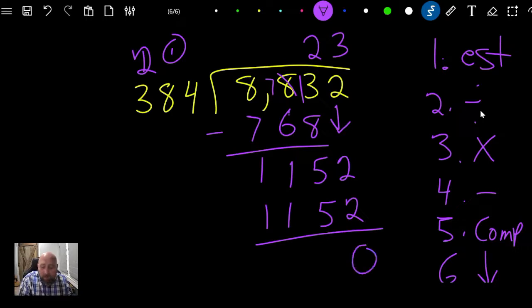I love it. So now I subtract. And I get 0. I compare. It's lower, right? And then I bring down, but I don't have anything to bring down, so I'm done. This would be my solution. So 23 would be the answer there.